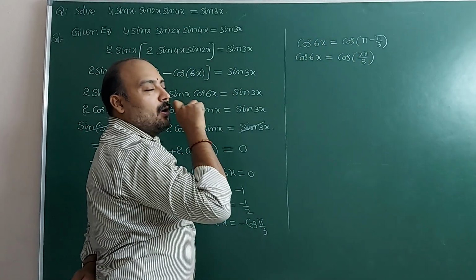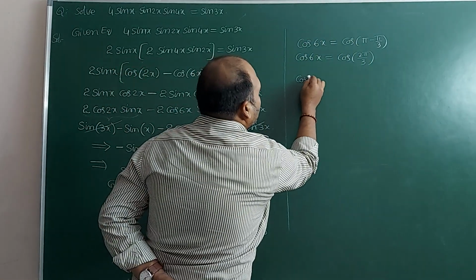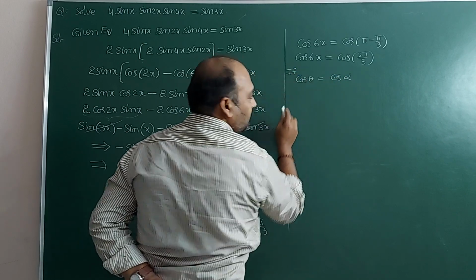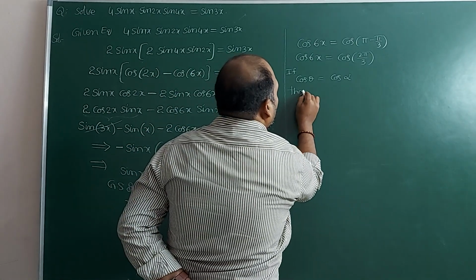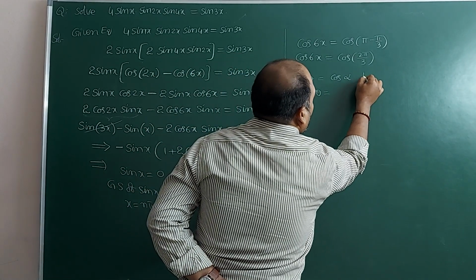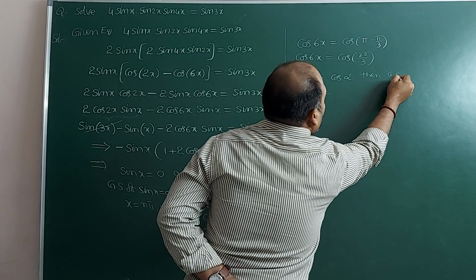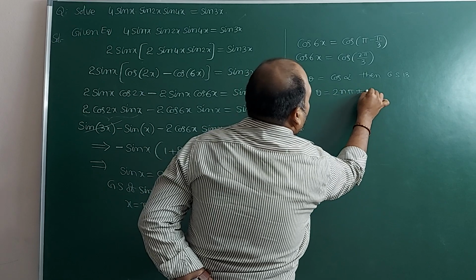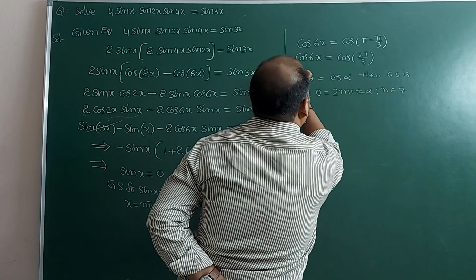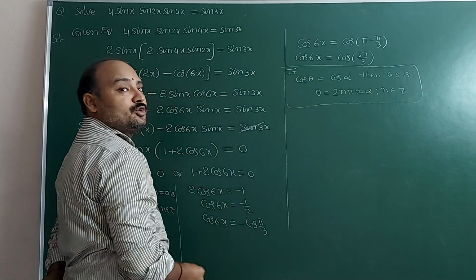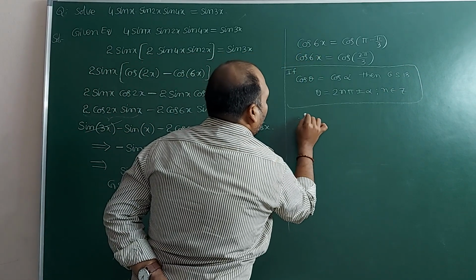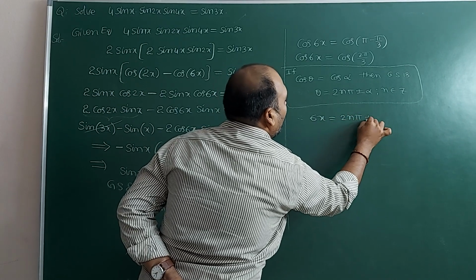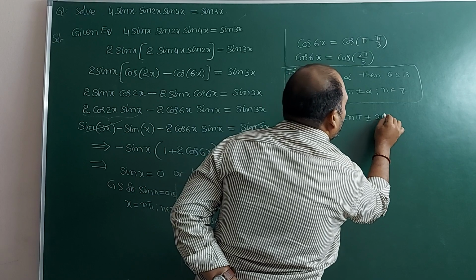So it is in the form of cos theta equal to cos alpha. Then the general solution is theta equal to 2n pi plus or minus alpha where n belongs to z. This formula we are going to apply. In place of theta, 6x is equal to 2n pi plus or minus alpha. Alpha value 2 pi by 3.